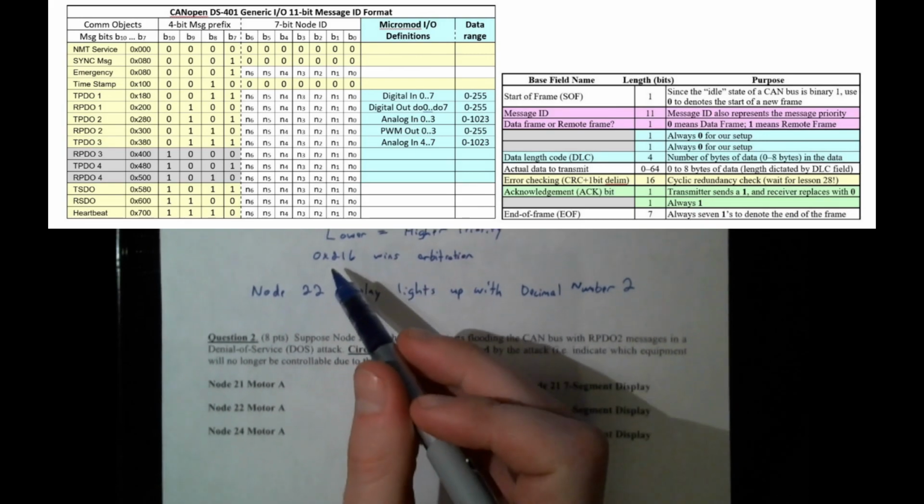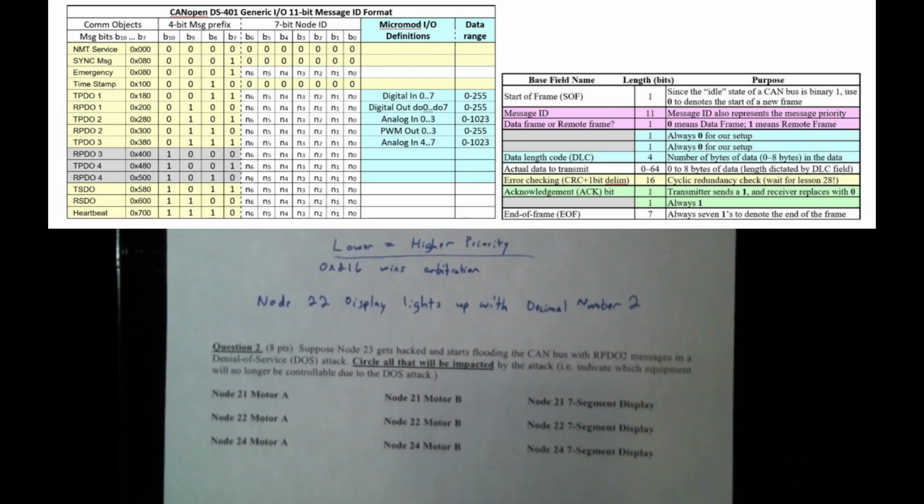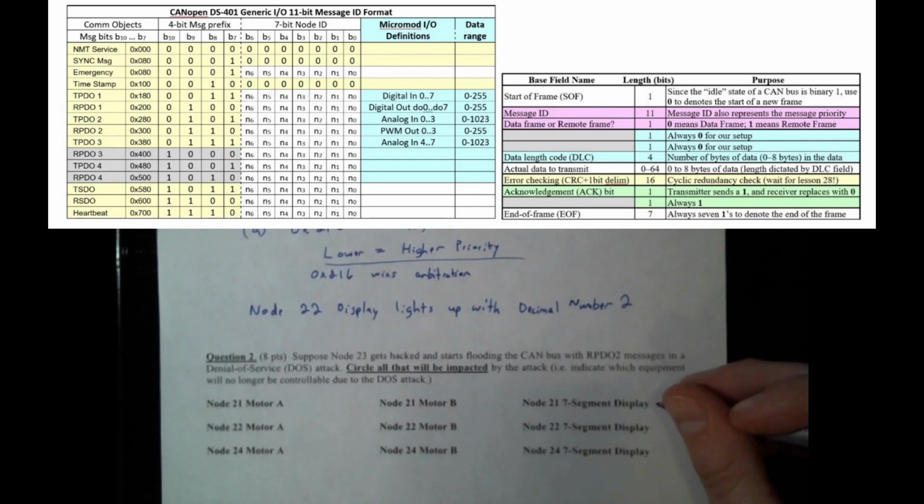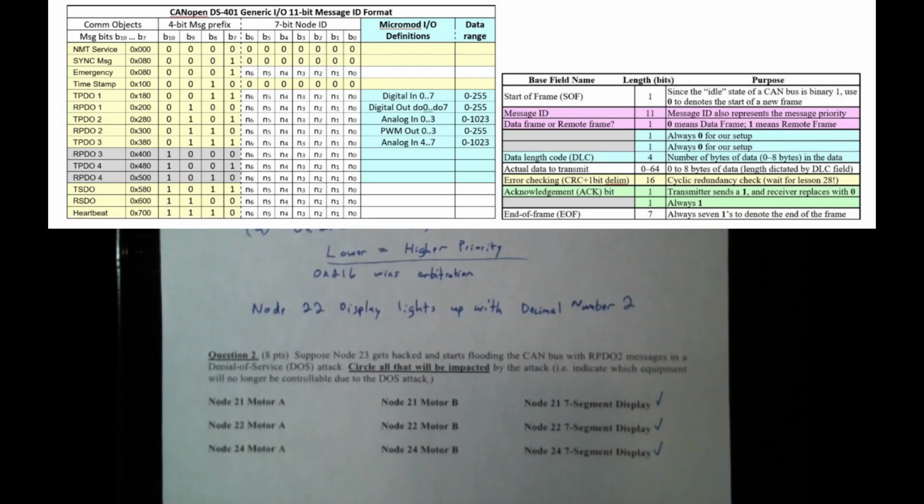And that's following the fact that lower numbers get higher priority. And so we'll have to figure out, what might be impacted by this particular message. And so node 23 is sending RPD02 messages. And that means that it's only going to win against other things that are using RPD02 or lower on the chain of command here. So the RPD01s are all going to be okay. So the 7 segment displays are all going to win out over the RPD02 messages because those are RPD01. Those have a higher prefix, so they're going to win arbitration.